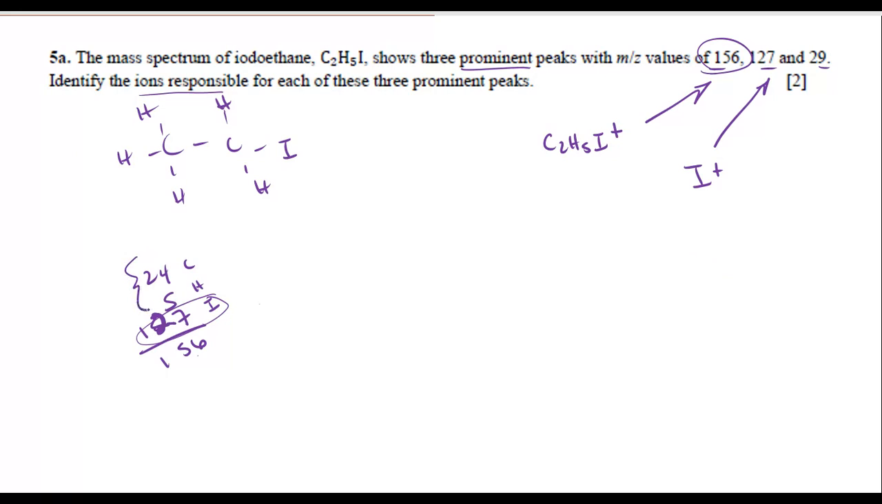Interestingly, look what we've got here. 24 plus 5 is 29. So this guy is going to be my carbons and my hydrogens. It's going to be the CCHs that are fragmented when the iodine pops off. And so this ion is going to be C2H5 with the plus.